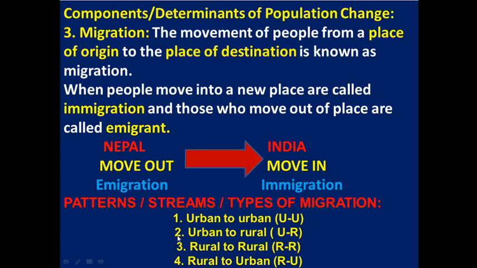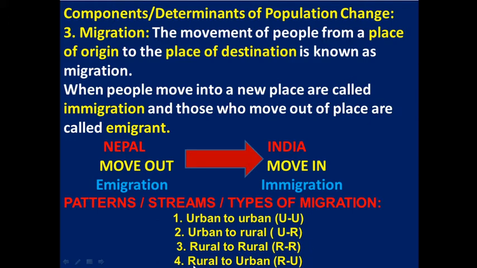Another stream or pattern of migration is urban to rural. Why do people migrate from urban to rural? Most people move from urban to rural because of old age, as retired people move from urban to rural. People also move from rural to rural areas. The most important factor there is marriage, if we talk about India.